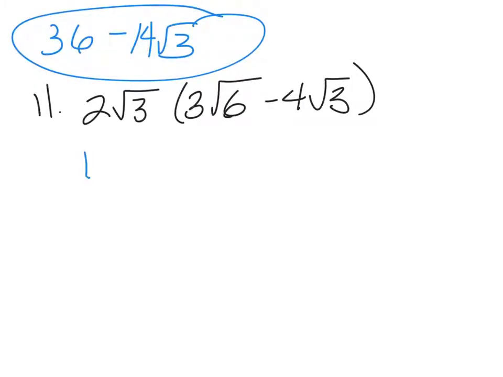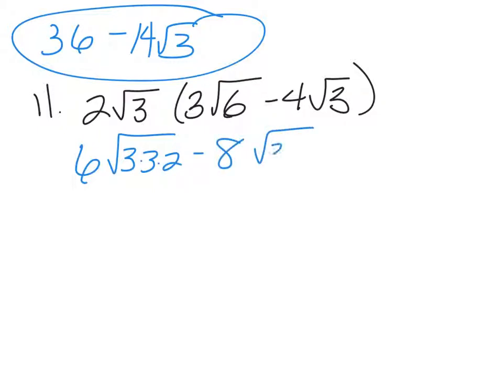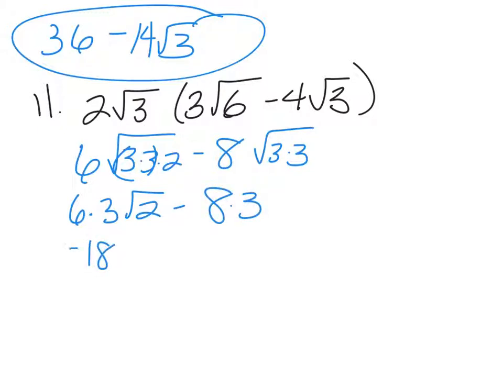Is 6. Wow, that's a really ugly 6. I'm just going to go ahead and write primes again. 3 times 6 is 3 times 2 times 2 times 4 is 8. So square root of 3 squared is 3. And square root of 3 squared is 3. So I have 18 square root of 2 minus 24.